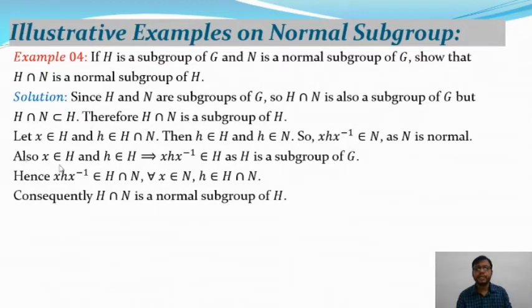Also x belongs to N and h belongs to H, and this implies x h x inverse belongs to H, as H is a subgroup of G. So hence x h x inverse belongs to H intersection N for all x belonging to G and h belonging to H intersection N. So consequently H intersection N is a normal subgroup of H. Now move on to the next slide.